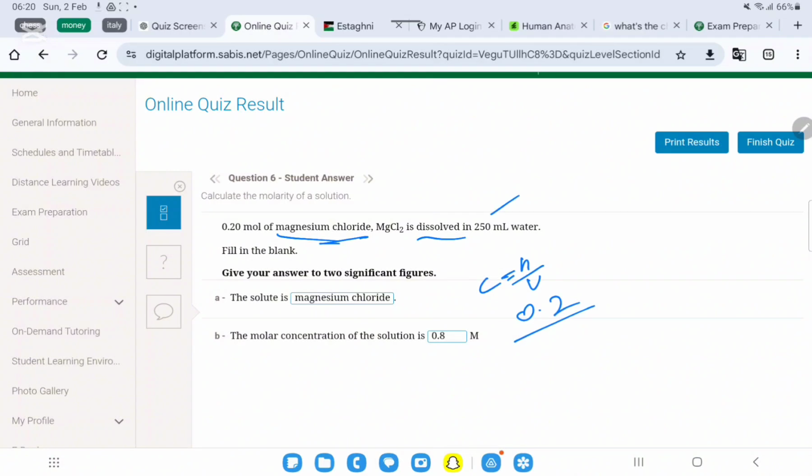n is 0.2, V is 250 milliliters. To convert to liters, we divide by 1000, so 0.25. We put it in the calculator, we get 4 over 5 or 0.8 molarity.